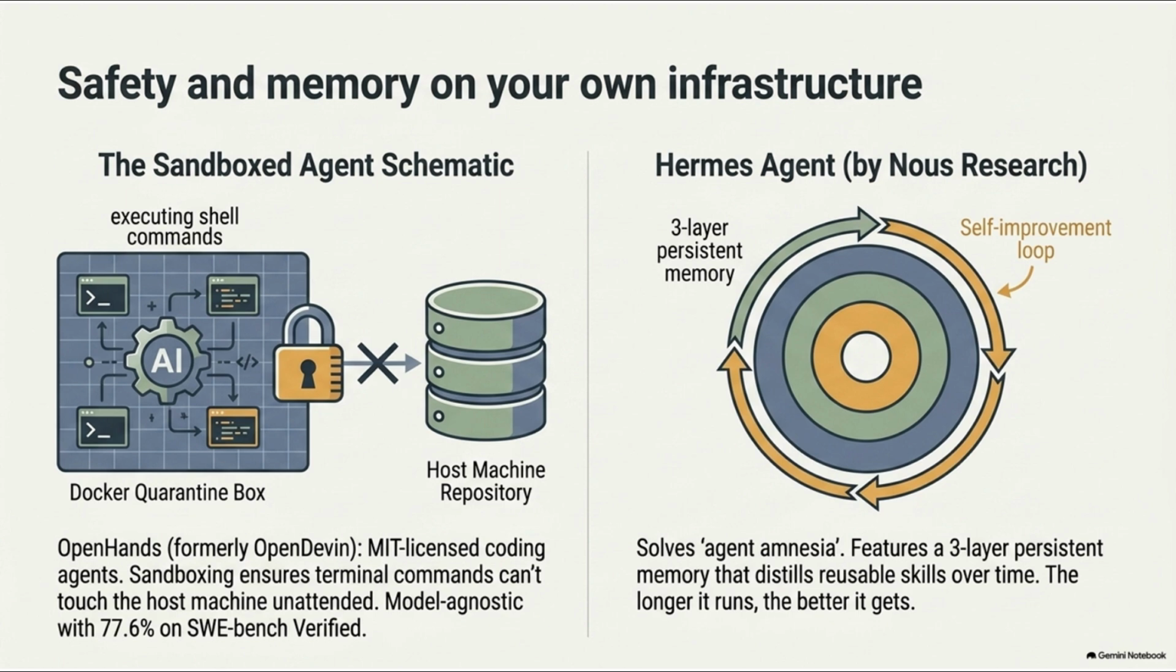Second, Hermes, from Nous Research. Its superpower is memory. Think about it. Most AI agents forget everything the instant a task ends. Every job starts from zero. Hermes doesn't. It takes each completed task and distills it into a reusable skill it keeps, which means the longer you run it, the better it actually gets at your specific work. It's less like a tool and more like an employee who learns.